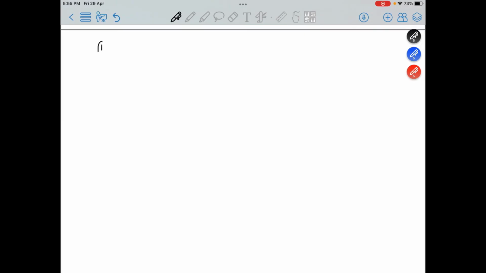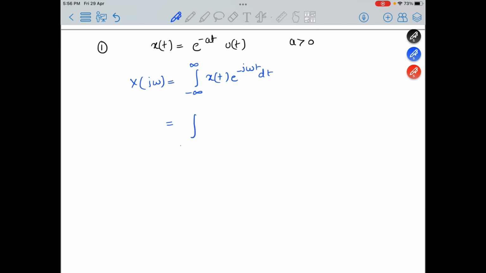So, the first example which we will take is x(t) equal to e^(minus a t) u(t), where a is greater than 0. This is an exponential function and we try to get its Fourier transform. From the formula we know that X(j omega) is equal to integral from minus infinity to infinity of x(t) e^(minus j omega t) dt. Now, we will replace our x(t) with the given function, that is integral from minus infinity to infinity of e^(minus a t) e^(minus j omega t) dt.